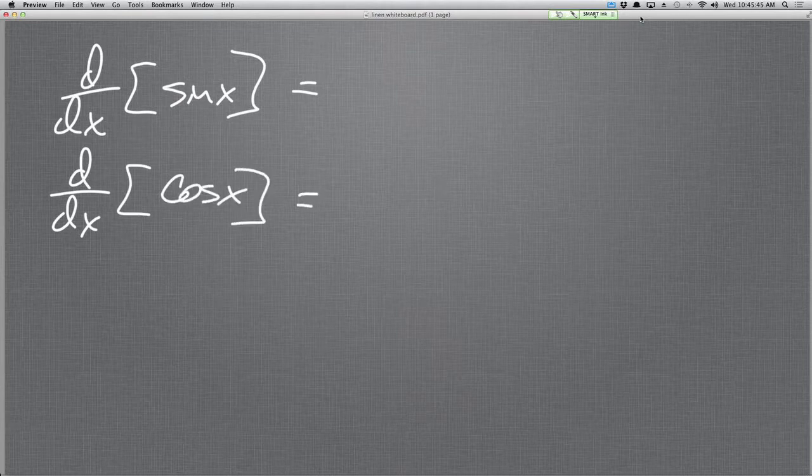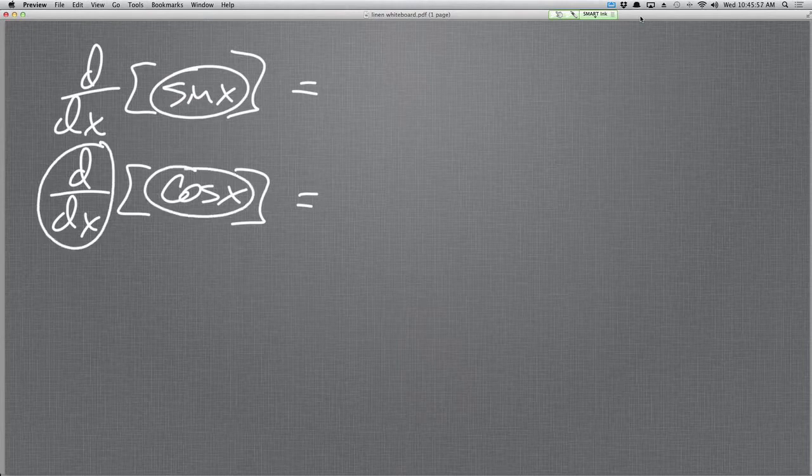Okay, and let's talk about what this notation is telling us. What this notation is telling us is that we want the derivative of what's inside. So this over here tells me we want the derivative, and then that's what we want the derivative of. That's what that notation means. And the derivative of sine is equal to cosine, and the derivative of cosine is equal to negative sine.